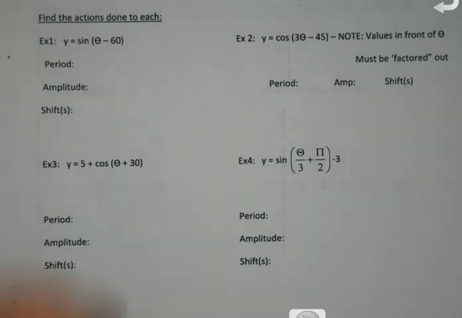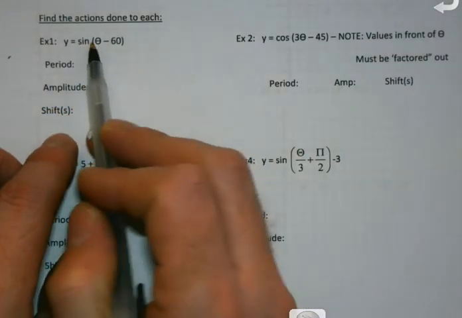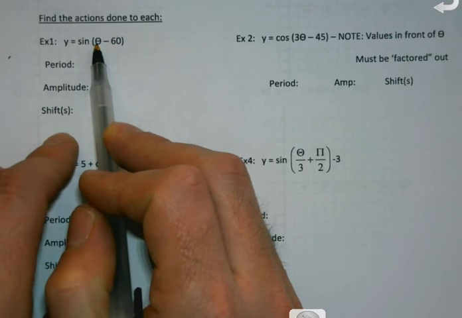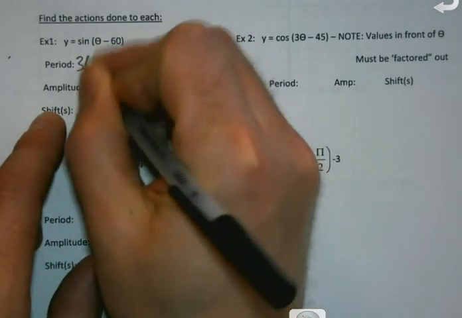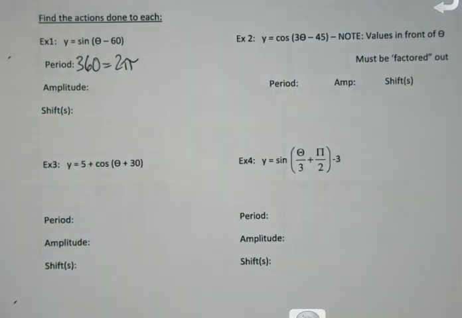So for instance, in this first one, does my period change at all? Is there any value in front of theta? No. So what's my period? 360. And I thought I heard somebody say pi here, so either one of those would be the same. Typically with these, again, if it starts in degrees, let's end in degrees. If it starts in radians, we'll end in radians. And we'll work it that way.